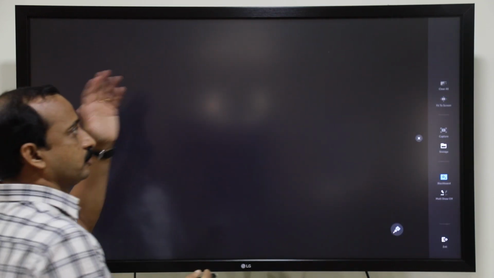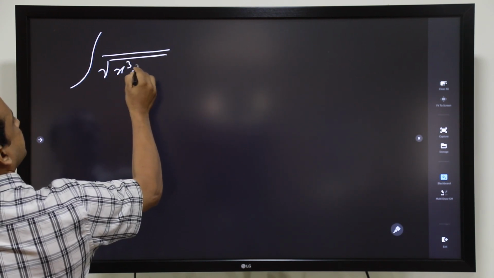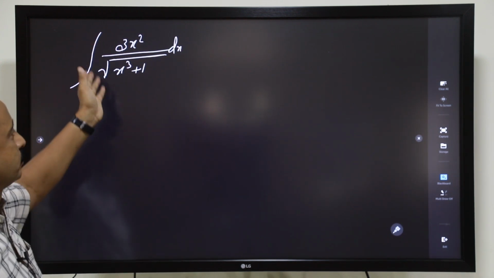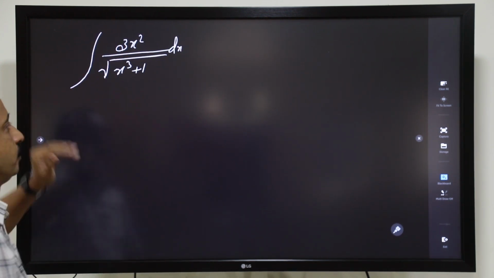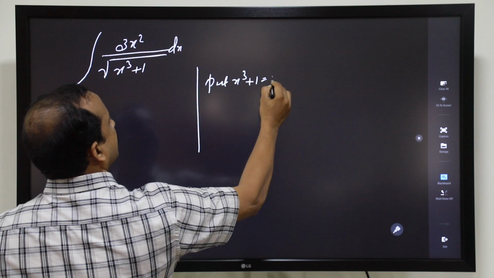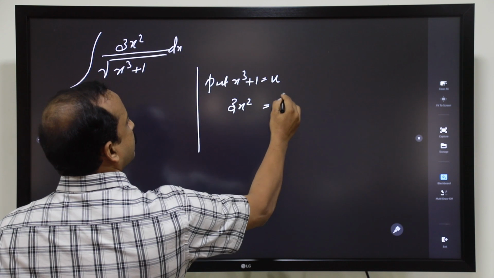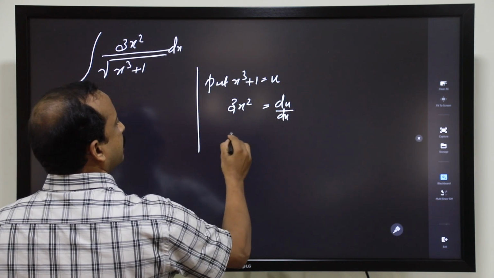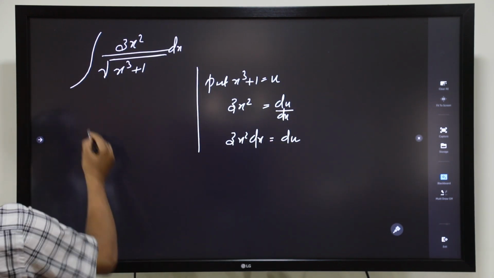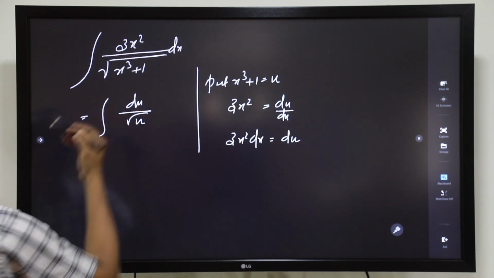Now we discuss some problems based on that section. Integral of 3x squared dx divided by the square root of x cube plus 1. It is of the form f'(x) divided by root of f(x). Here we put x cube plus 1 = u. Then the derivative is 3x squared = du/dx, and therefore 3x squared dx = du. Therefore our function changes to du divided by root u.